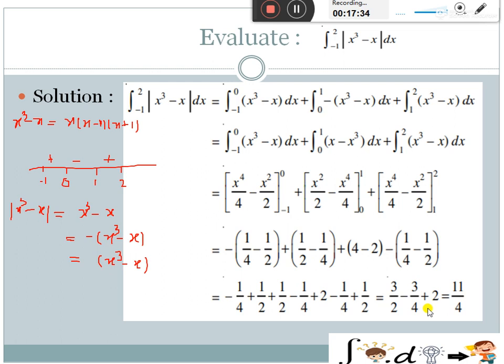ठीक है, अगर मैं इसको सिंप्लीफाई करूंगी तो वीडियो लंबी बन जाएगी, इसलिए बेटर होगा कि आप इसको साथ साथ अपनी कैलकुलेशंस कर लीजिए.